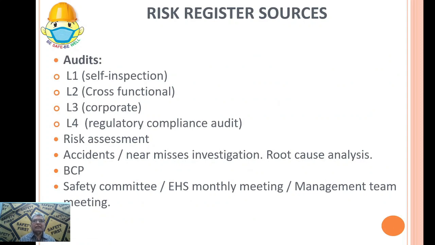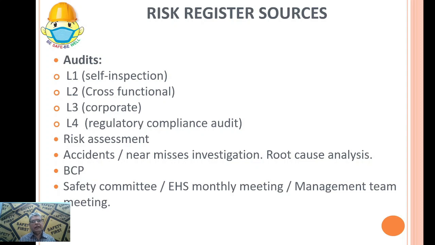Now, what are the risk register sources? Again, friends, it is very important what comes to the risk register. So there are 4 levels of audit: L1, L2, L3 and L4. L1 is self-inspection, that you yourself, the departmental people, inspect their department and find out the risks. They assess the risk with the help of the EHS advisor and then escalate it to the top management. So self-inspection.